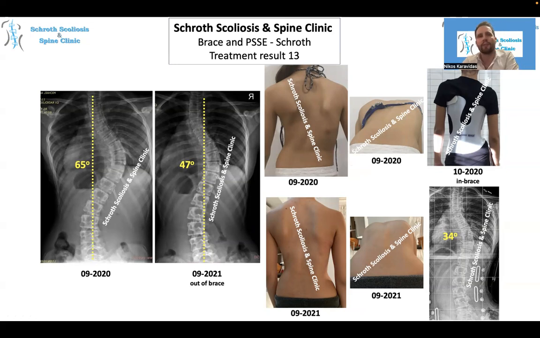So as you can see, even with more severe scoliosis, we can still get a very nice treatment effect when we have proper treatment with brace and the PSSE-Schroth method like in our clinic.